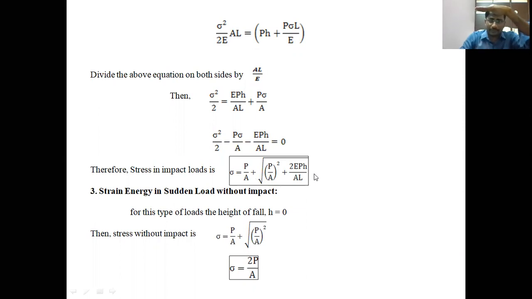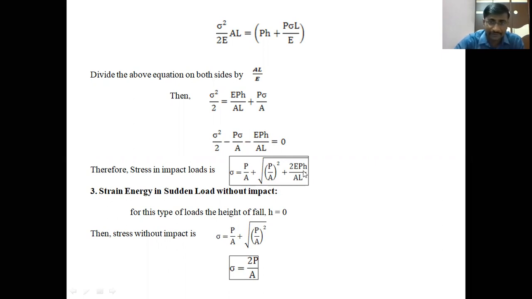If we apply the load all at once, dropping it from some height, we call it impact load. For example, one member is there, the load is placed on the member, and suddenly the load is released on that member. Then sudden load is applied without impact. There is no impact here, we are not releasing it from above, we simply place it and leave it, which we call sudden load without impact. In that case the height value is 0, because we are not releasing from some height, so h is 0. So in the above case we can place 0 in place of h.